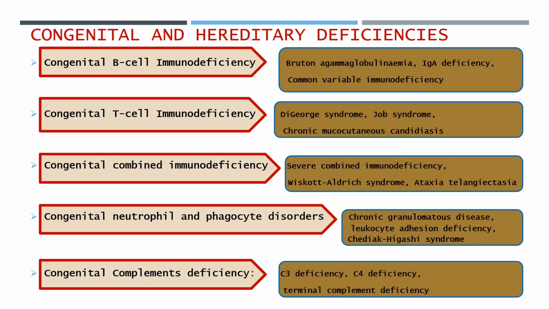There are different types of congenital and hereditary immune deficiencies, and they are listed above. They are grouped into 5 different groups: the congenital B cell deficiency, the congenital T cell deficiency, the combined congenital immunodeficiency, the congenital neutrophil and phagocyte disorders, and the congenital complement disorders. There are different examples for each of the subgroups. For example, in the congenital B cell immunodeficiencies, we have Bruton agammaglobulinemia, IgA deficiency, and common variable immunodeficiency.